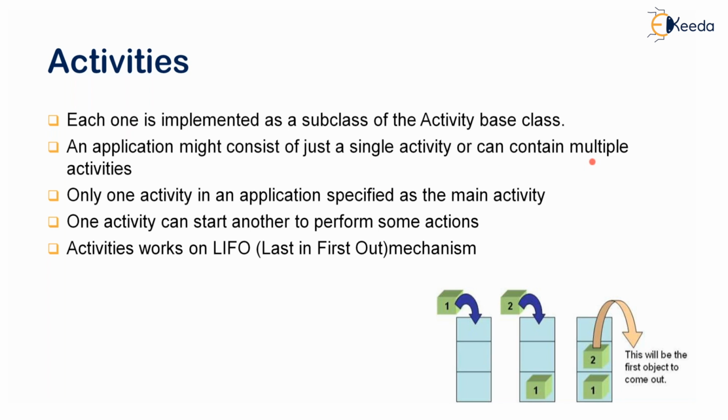An application can contain multiple activities, but there should be at least one activity. Suppose you have multiple activities in the application, but only one is specified as the main activity, which is going to be the launcher activity once the user starts the application.